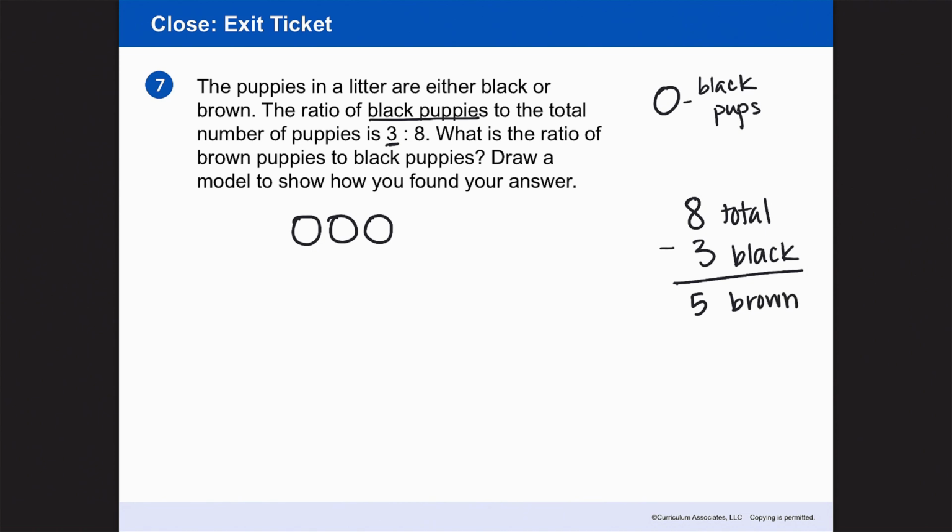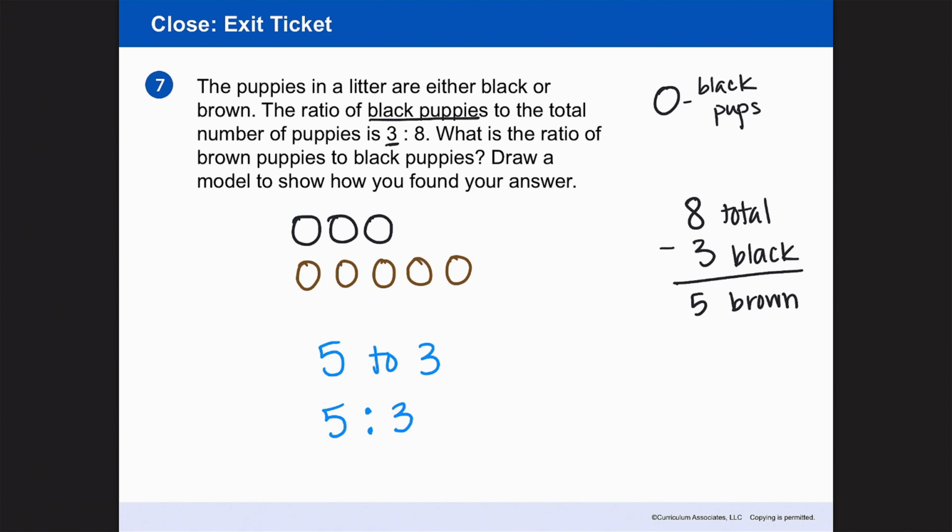So I'm going to go ahead and model that with a brown circle. So now if I look at my picture, I have all together 8 puppies. So I've drawn my model. Great. Am I finished? No. What it's asking us is to tell the ratio of brown puppies to black puppies. So looking at my drawing here, I can see that there are 5 brown puppies to 3 black puppies, and I can write that with words or a colon.